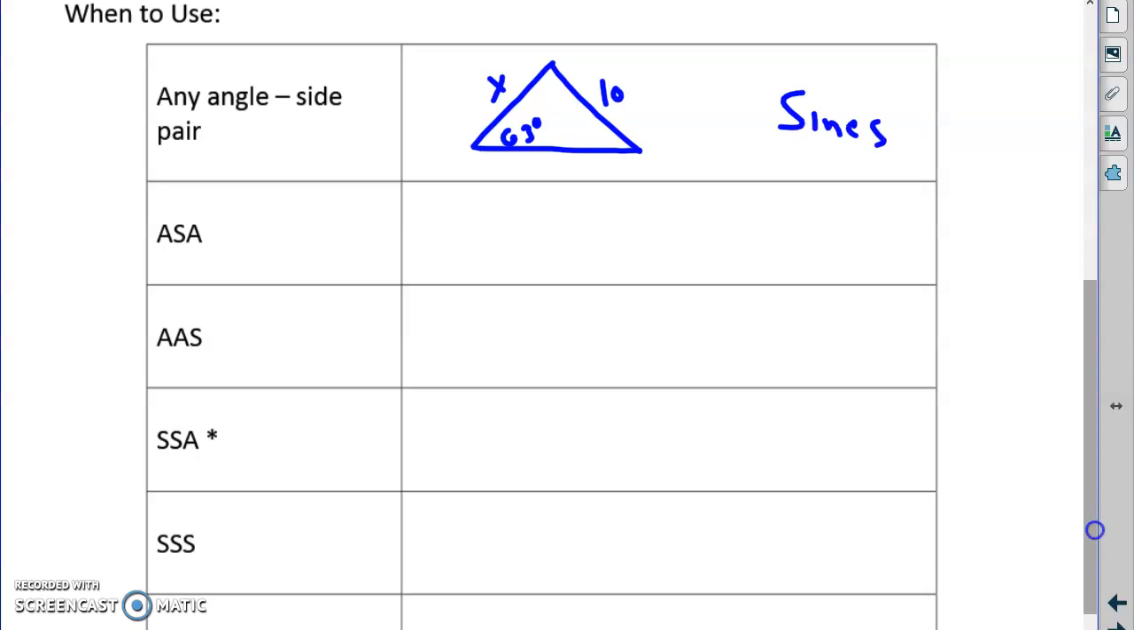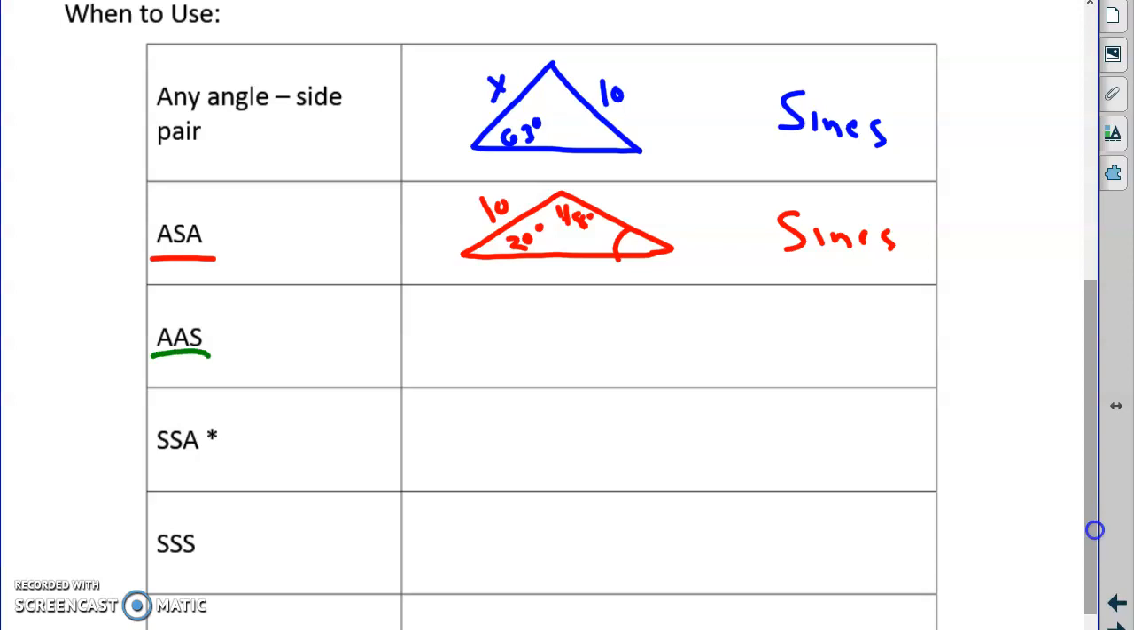Next situation, angle side angle. Let's draw it. From geometry, I know what that means. 20, 10, 48. Can I get an angle side pair? I sure can, because the angles add up to 180, so I can use the law of sines in any ASA situation.